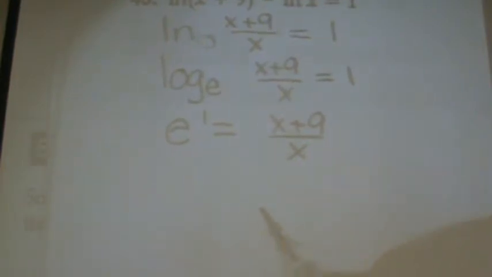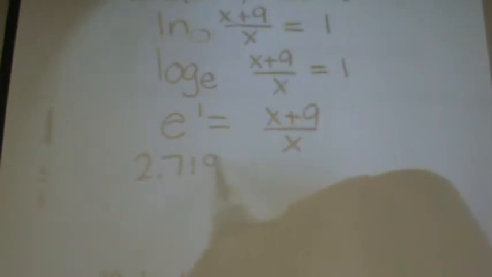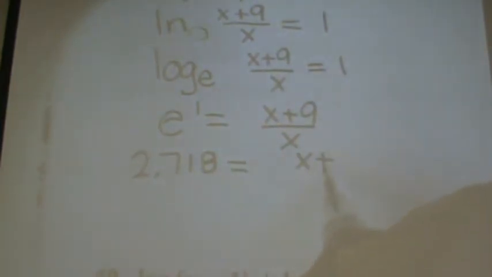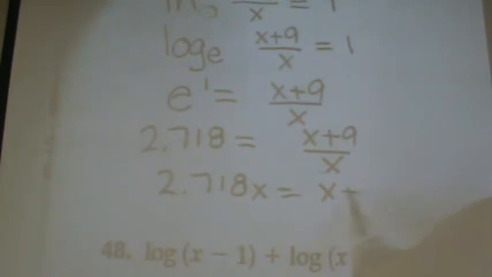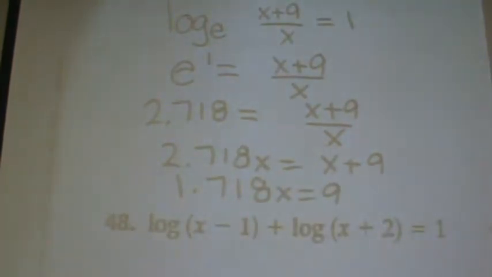And now what you do is, you could leave the e in and solve for x, or some people would convert this to 2.718 and cross multiply. 2.718x equals x plus 9. Subtract 1x, am I going too fast? You get 1.718x equals 9. You need a calculator.